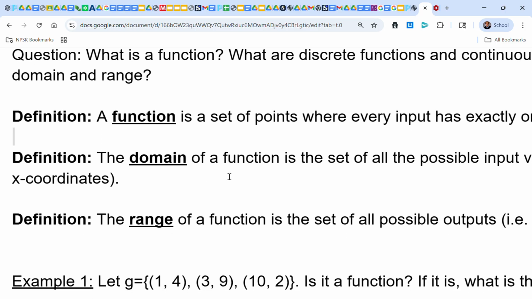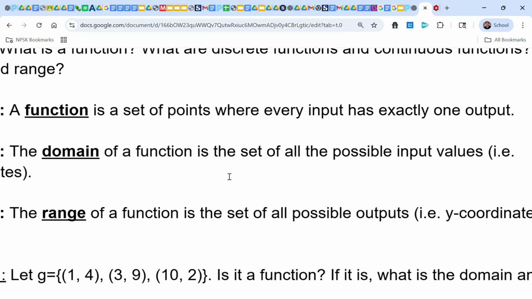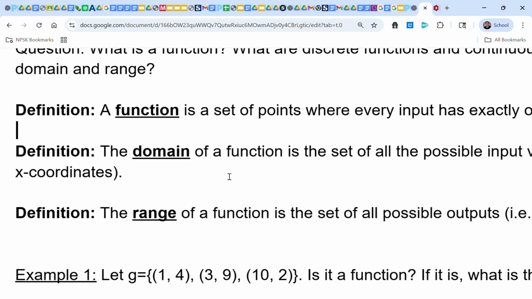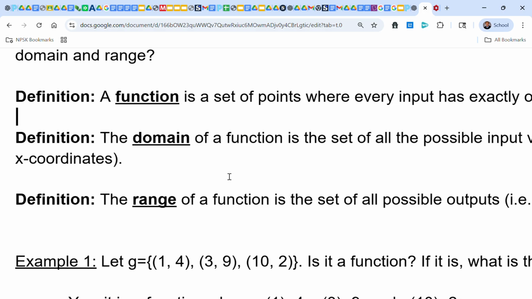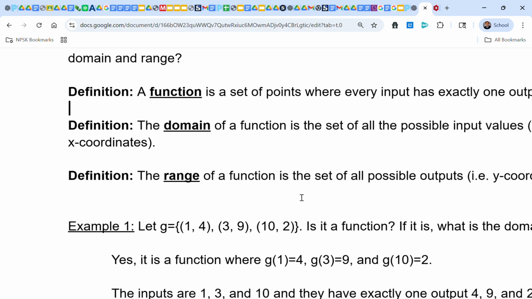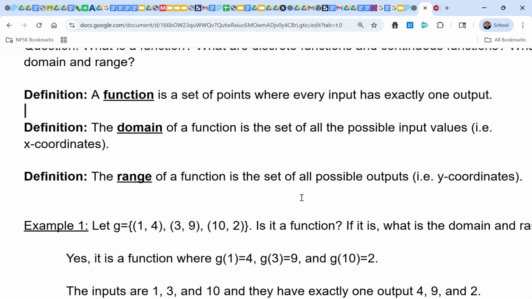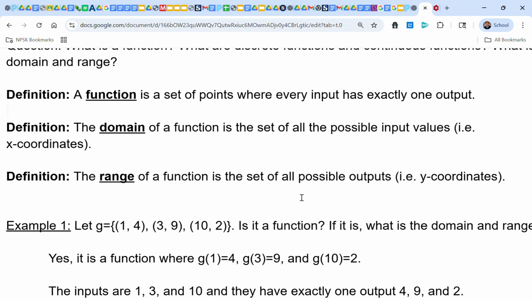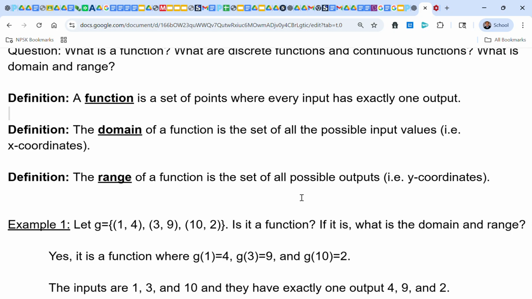Now the domain of a function is the set of all possible input values of it. These are the x-coordinates. The range of a function is the set of all possible outputs. These are the y-coordinates. We'll go over those in a second, okay? So for example, let's say g equals {(1, 4), (3, 9), (10, 2)}. Is it a function? And if it is, what is the domain and range?